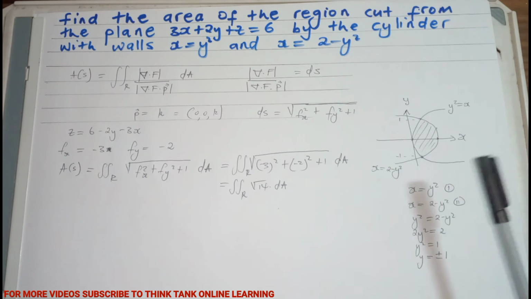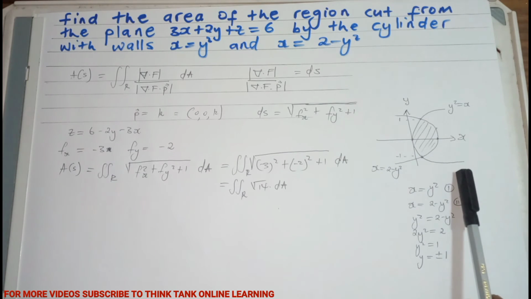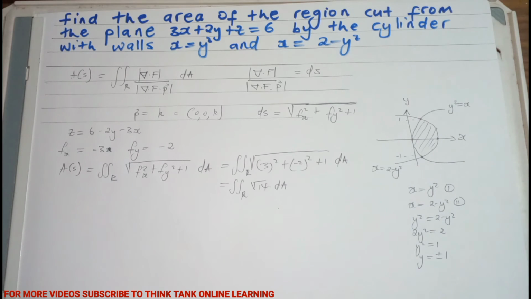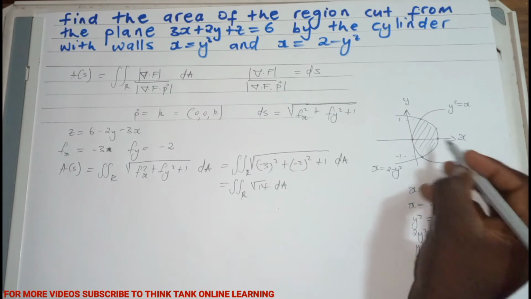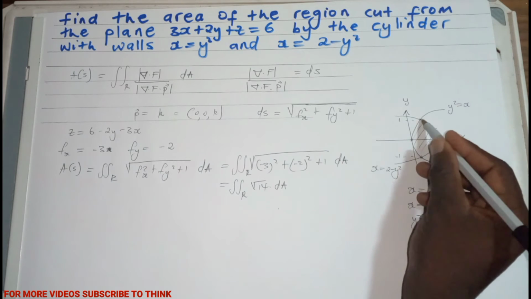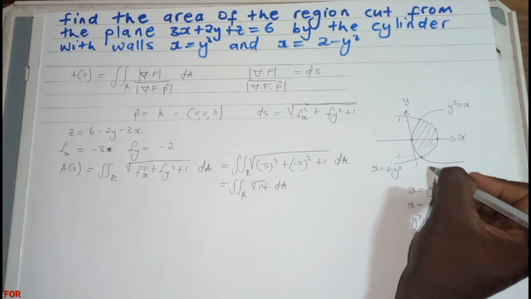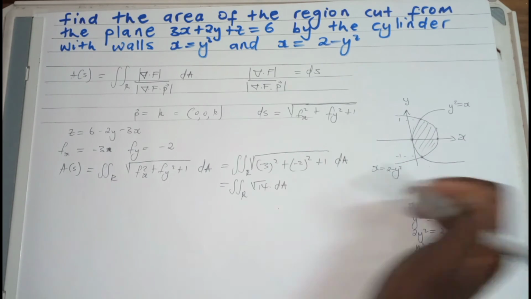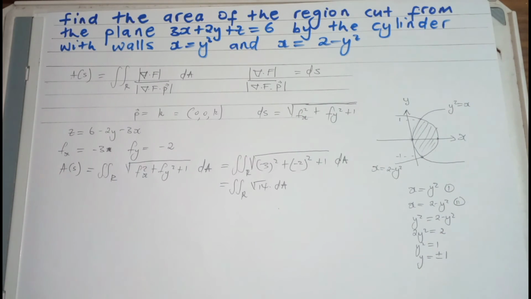Now if I say dx dy, I'm going to integrate with respect to x first, and I think it's very wise to do that rather than dy dx. Because if I say dy dx, I now have to change the limits. From this information, I know y squared equals x is the lower bound of x, and x equals 2 minus y squared is the upper bound. But if I want to change this sort of integration, it is going to be very difficult, so I'm going to leave it like that.